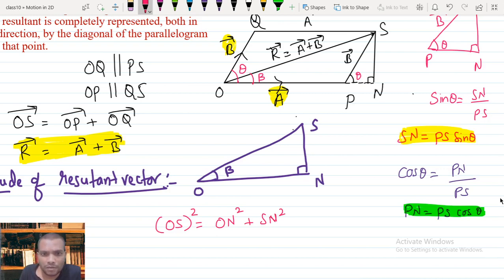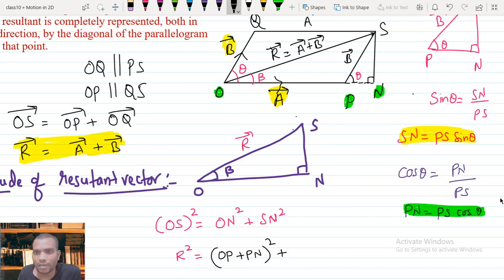But if you observe, OS is nothing but R, the resultant. So I can write the magnitude R square equals, and ON, from the diagram, is made of two parts. ON equals OP plus PN, the total length. So we can write ON equals (OP plus PN) whole square plus SN square. For SN square, I got PS sine theta, so here it is (PS sine theta) whole square.